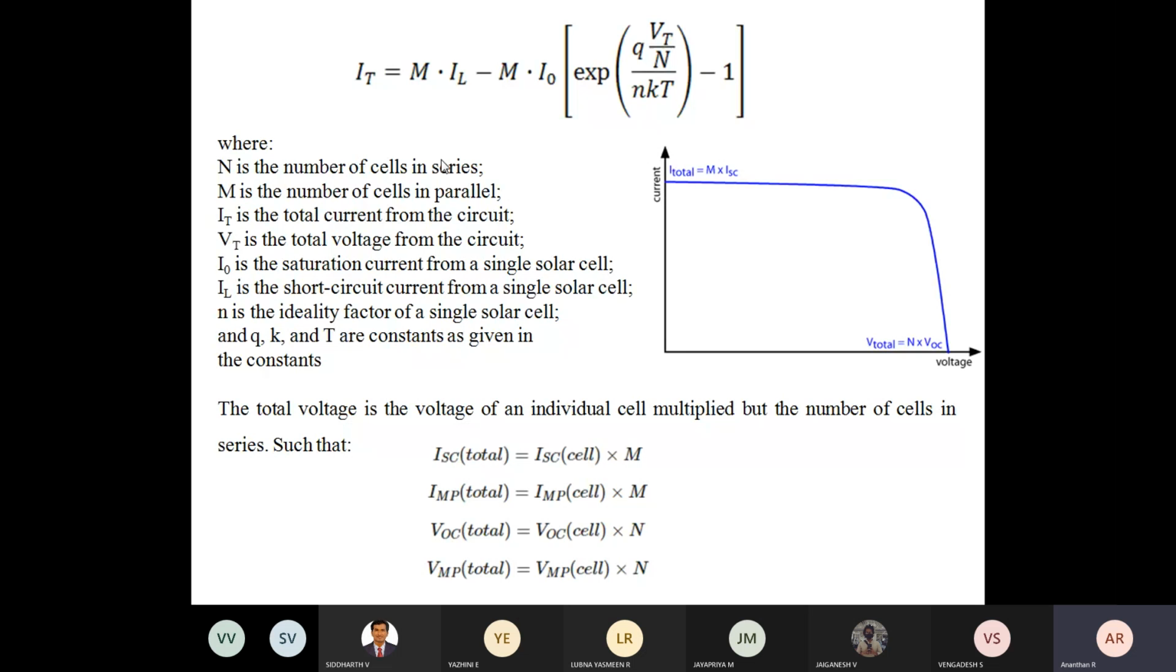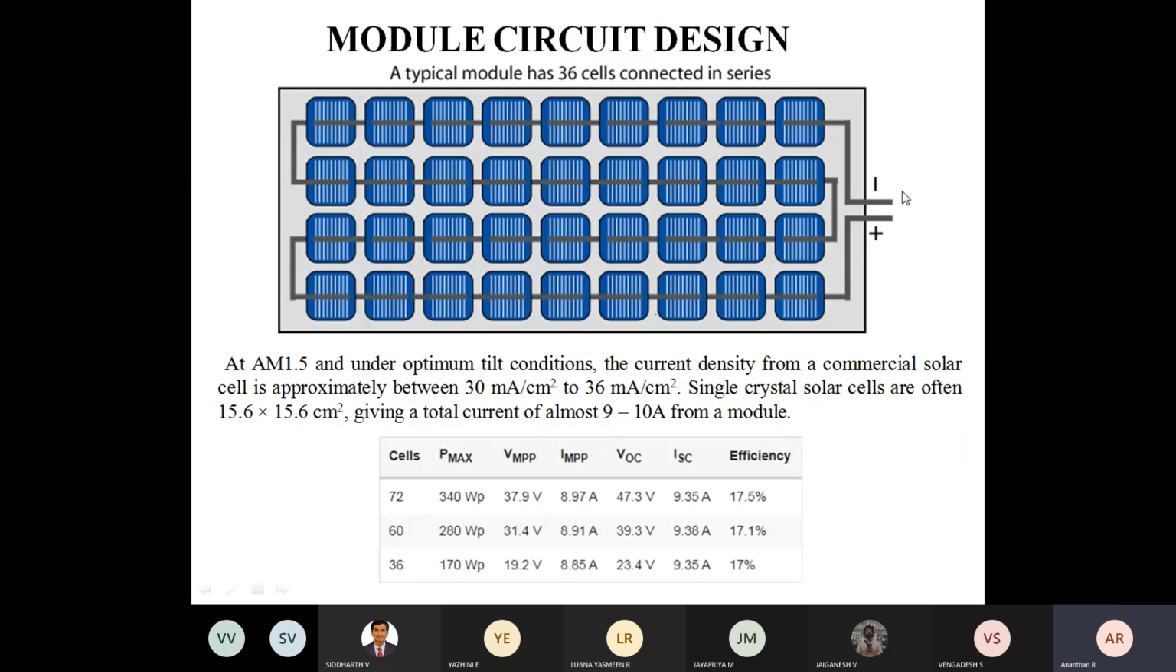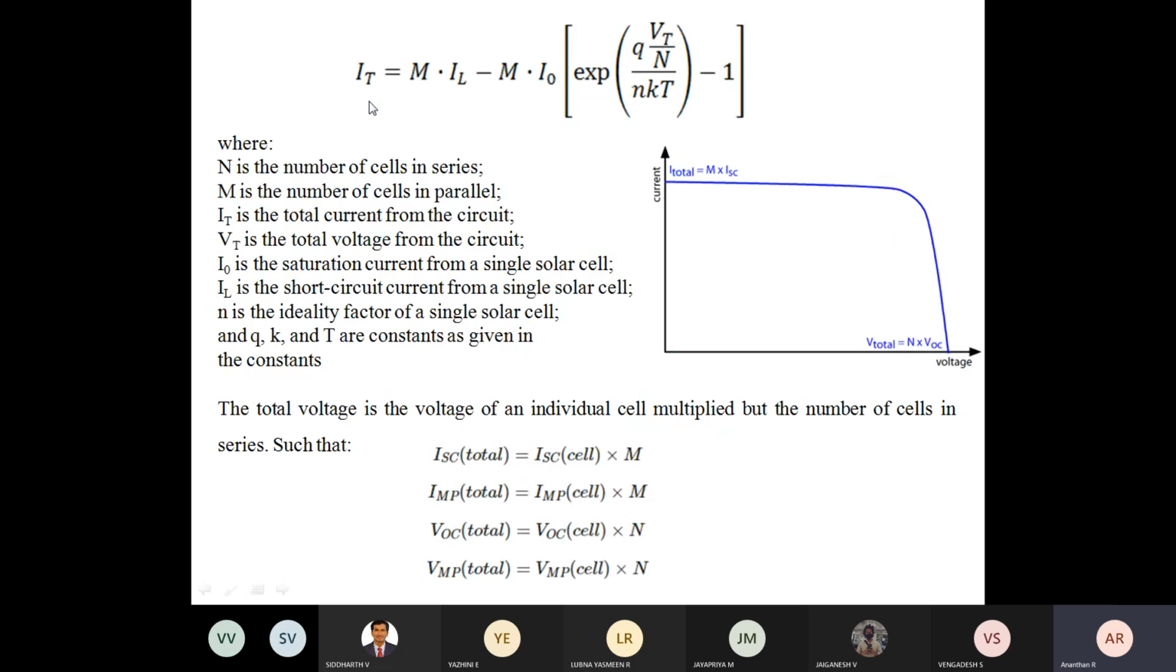For any solar module, you can calculate your total current from the single circuit. This is already a single circuit, and each and every cell is connected in series like this. For this circuit, you can calculate the total current from this formula. Let us say it has m cells in parallel and n cells in series.